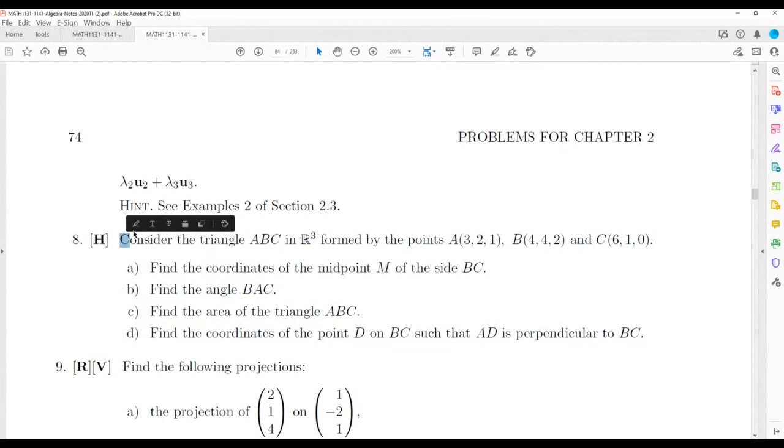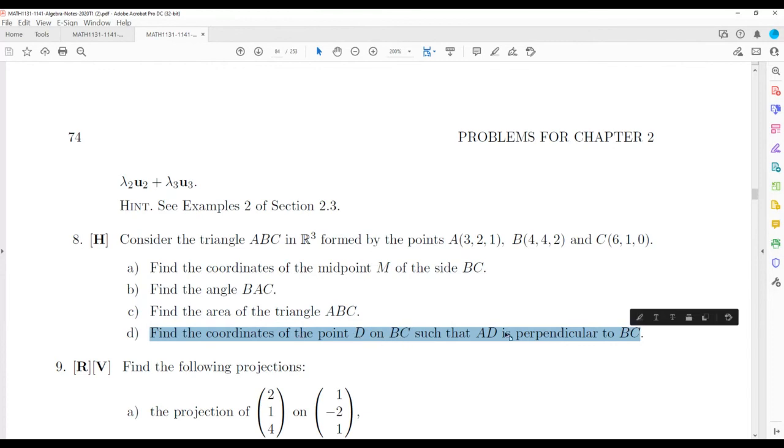So I don't have a full solution for that, but let's discuss it anyway. Okay. So you've got a triangle formed by these 3 points. Find the coordinates of the midpoint of the side BC. Find the angle BAC. Find the area of the triangle. And find the coordinates of the point D on BC such that AD is perpendicular. So there's quite a lot of questions to do there. So I might cover some of them, but not do all of them. But let's see how we go.